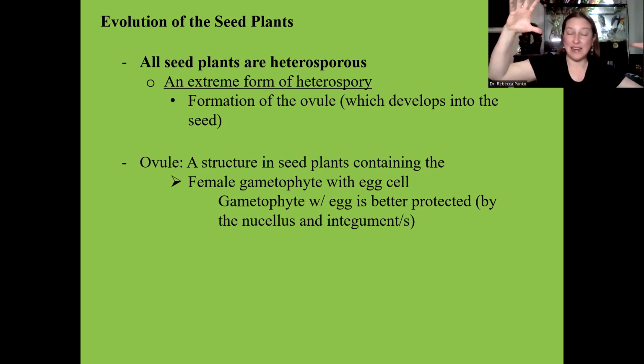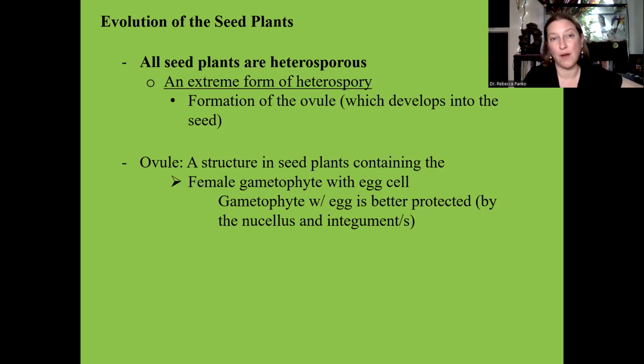And additionally, the ovule is made up of many different layers, which we'll talk about in this class today, named the nucellus and integuments. And so because the female gametophyte is inside an ovule and surrounded by these multiple layers of tissue, she and her egg are better protected.